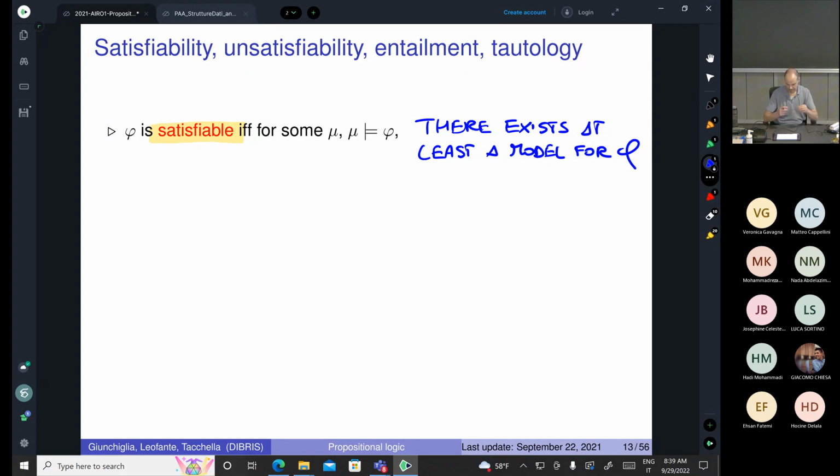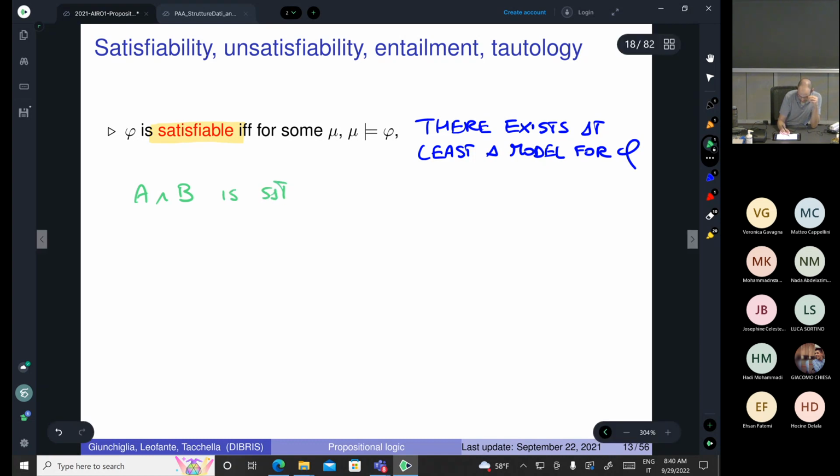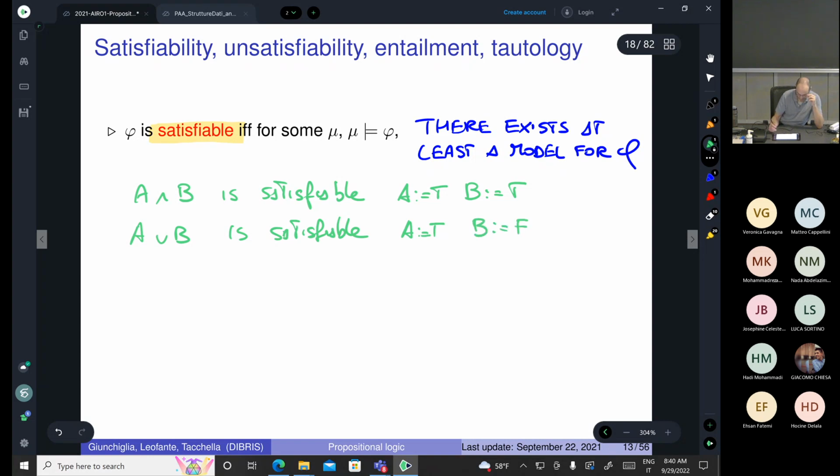So if I write A and B, A and B is satisfiable by assigning A to true and B to true. Same thing for A or B. In the case of A and B, there is only one satisfying assignment.